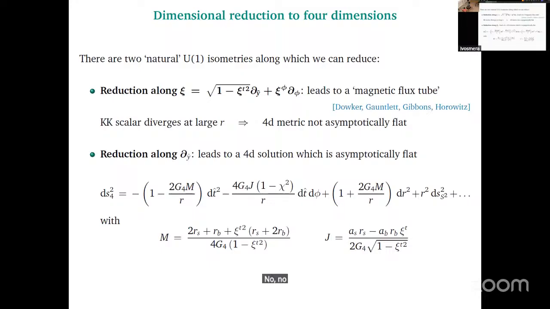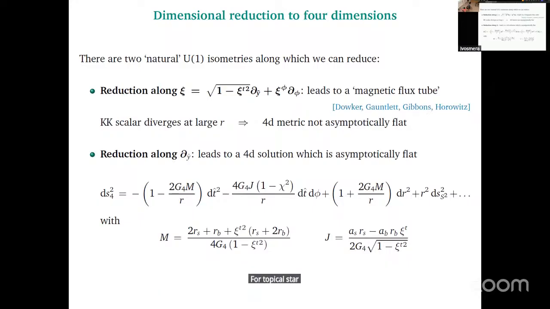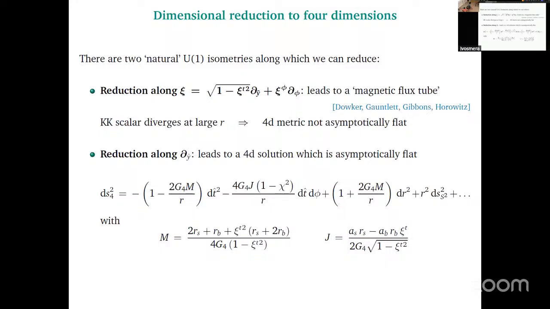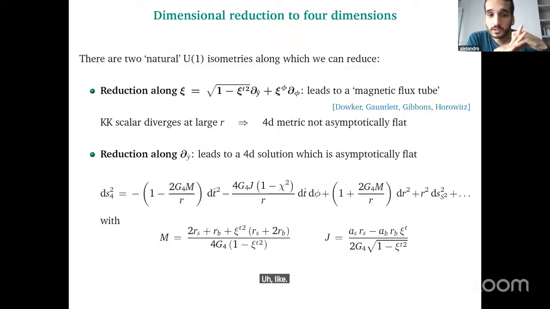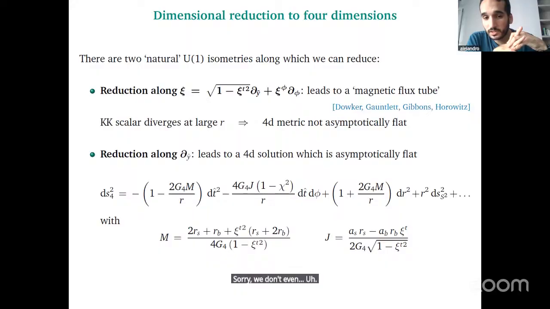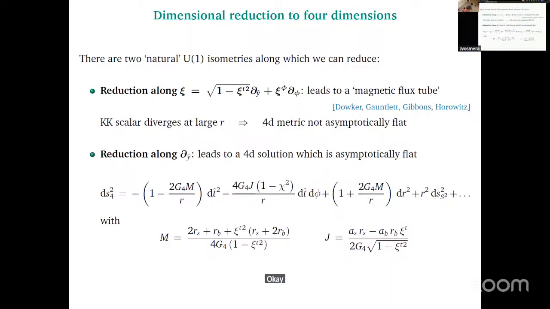No. My question is more like if the topological star can exist in the same regime of mass and charge as the black hole. For the topological star, it works, the static ones. There is a regime of mass and charge where both exist. I don't know. We haven't even considered the black string with this weird boundary condition.